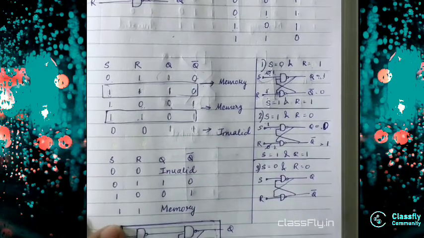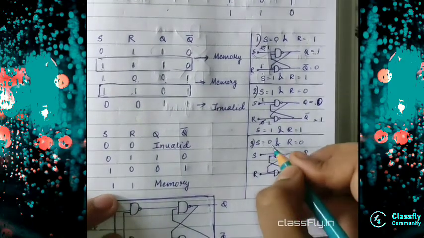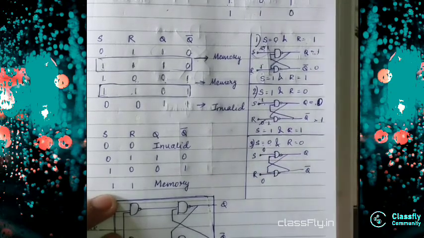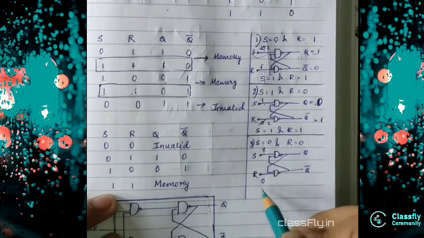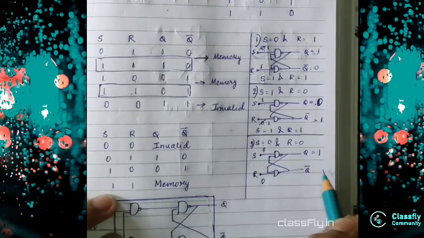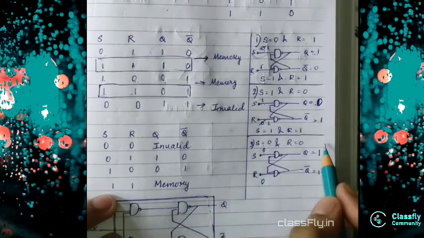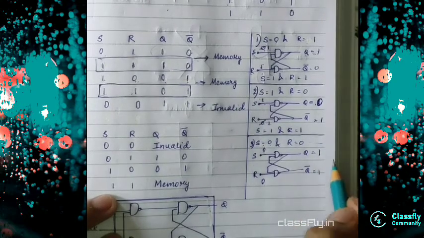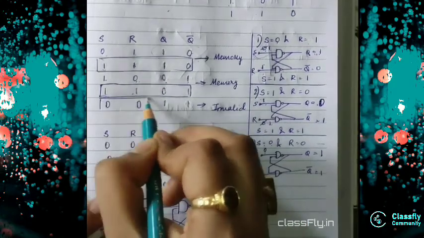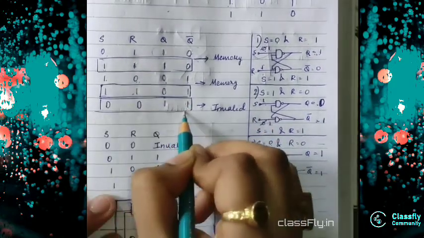Now see, if I put the value for S equal to 0 and R equal to 0, we know that whenever it's 0 0, we get 1. So we will get 1 for this one also and 1 for this one also. So we can't have the same output for both Q and the Q bar. So this state we will say is an invalid state.